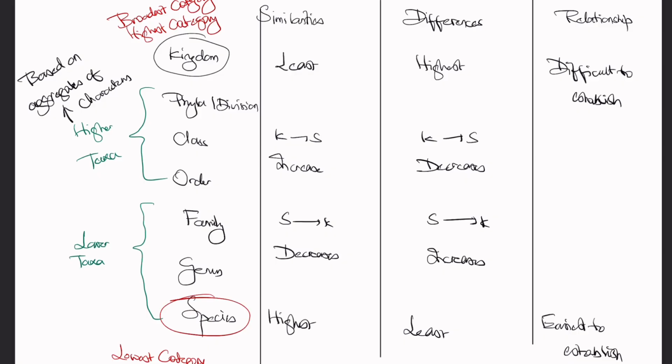Another thing I told you is higher taxa and lower taxa. Family, genus, and species are lower taxa. Phyla, class, and order are higher taxa, and kingdom is the highest and broadest category. The division is because in higher taxa, organisms are classified based on the aggregates of characters. What do you mean by aggregates of characters?